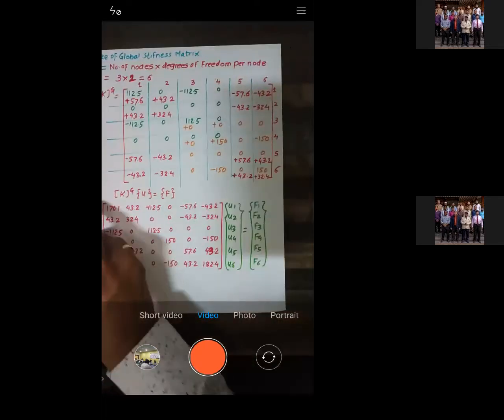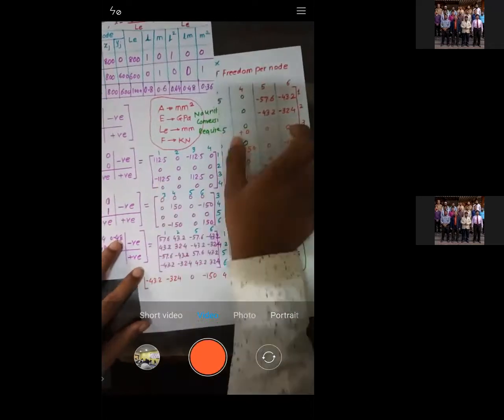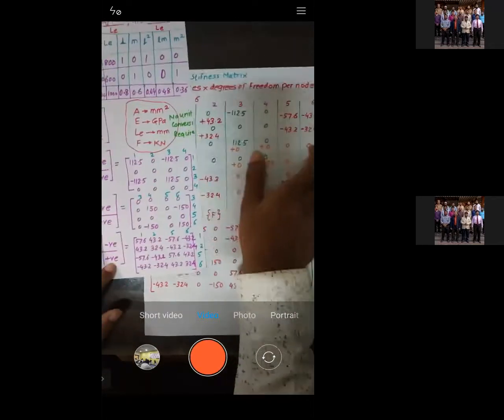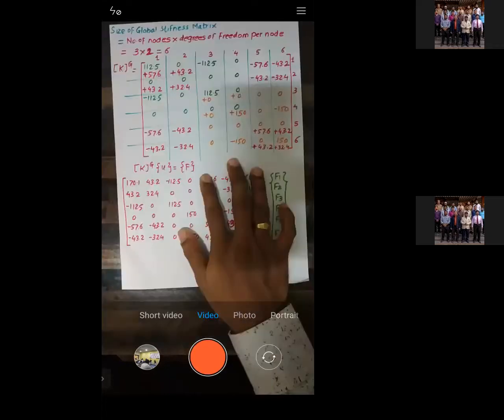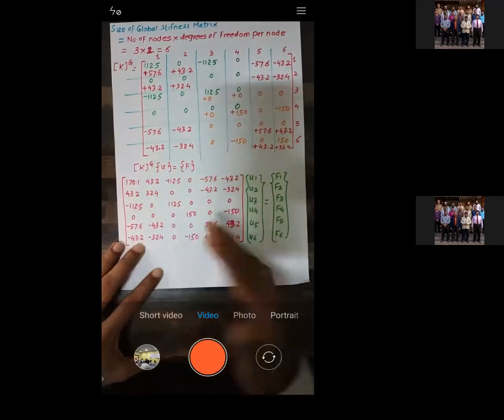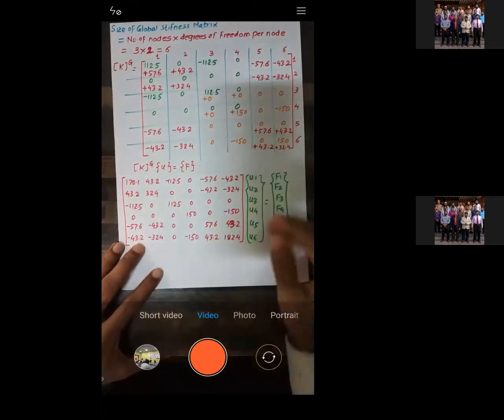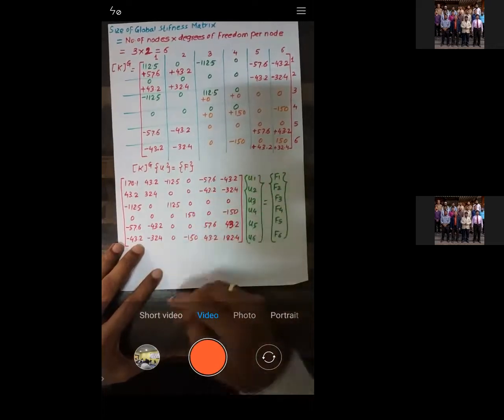Now we started picking the element matrices so as to put them in the global matrix, right? We pick it, place it, and pick it, place it. Like that we have done, and now we have got this global stiffness matrix. Obviously this is to be multiplied by the displacements, U1, U2, U3, U4. U1 and U2 are at node 1, U3 and U4 are at node 2, and U5 and U6 are at node 3.